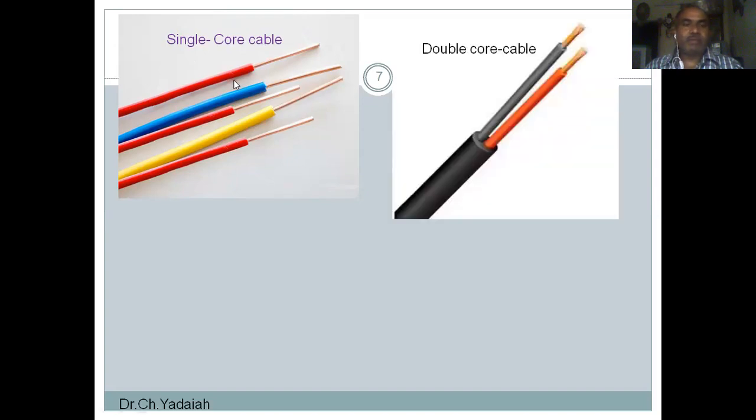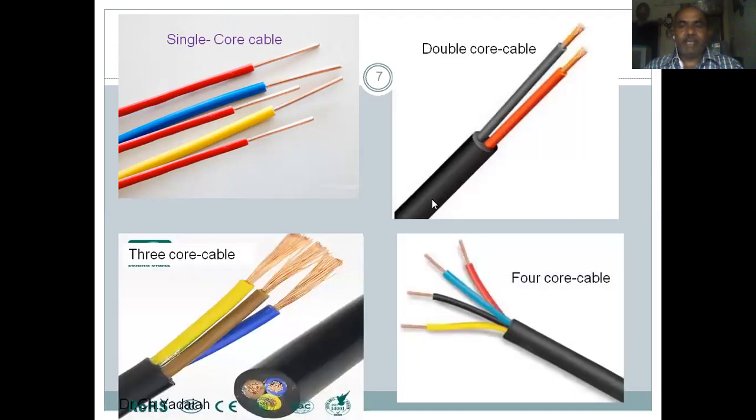In the case of the double core system, with the same core and same material in the cable, it has one phase and another two cables.